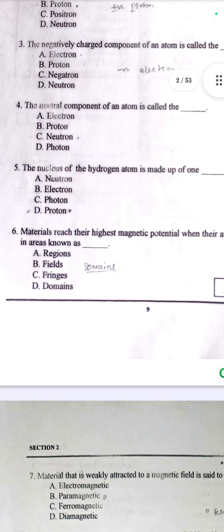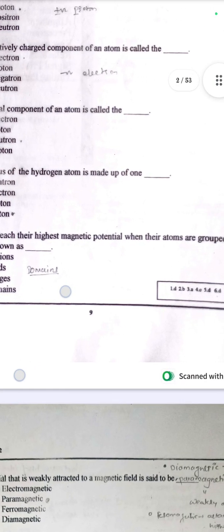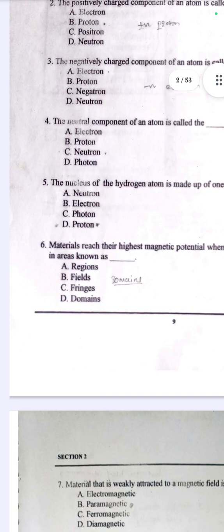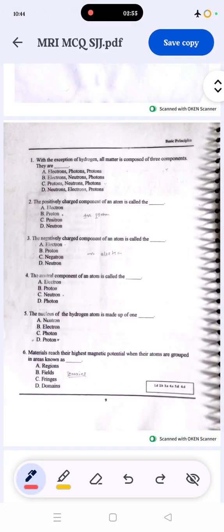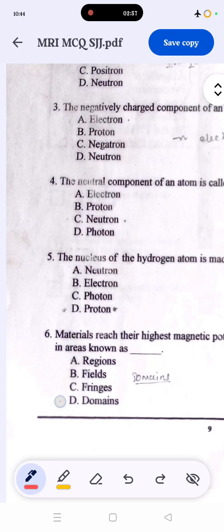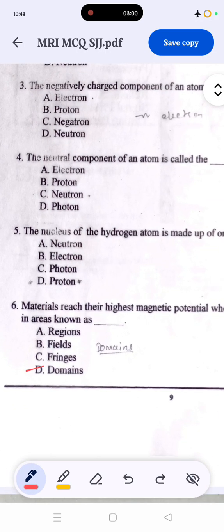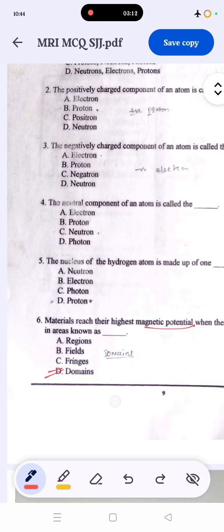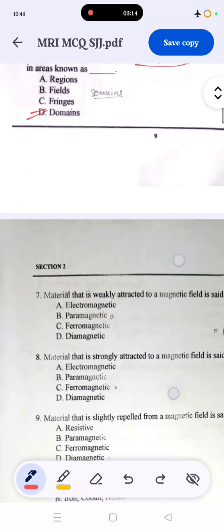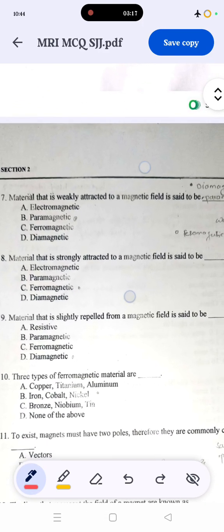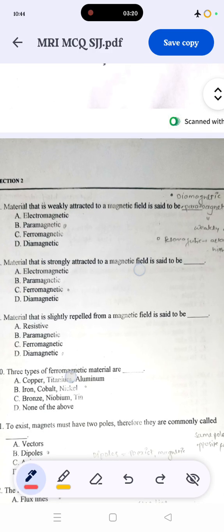Then, which material reaches the highest magnetic potential when the atoms are grouped together, is known as a domain. The correct answer is a domain, D. The material reaches highest magnetic potential as a domain. The other options are fringe field and regional. In magnetic principle, the grouped atoms are known as domains.